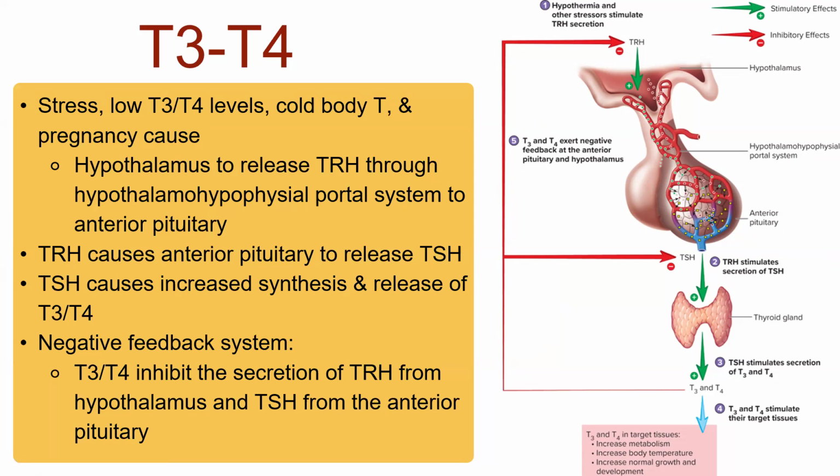So remember, this is one that has multiple dominoes in the pathway. We'll have thyroid releasing hormone from the hypothalamus, thyroid stimulating hormone from the anterior pituitary, and then actually T3 and T4 within the thyroid gland. This is a negative feedback system, meaning that the presence of T3 and T4 at a high enough level is going to inhibit that thyroid releasing hormone from being released by the hypothalamus, which in turn is going to limit how much TSH is being released from the anterior pituitary.